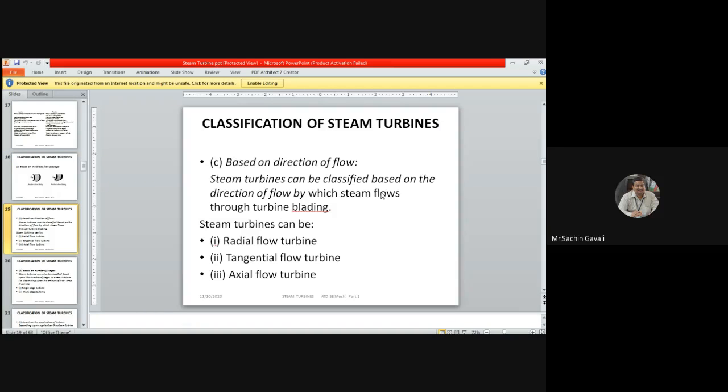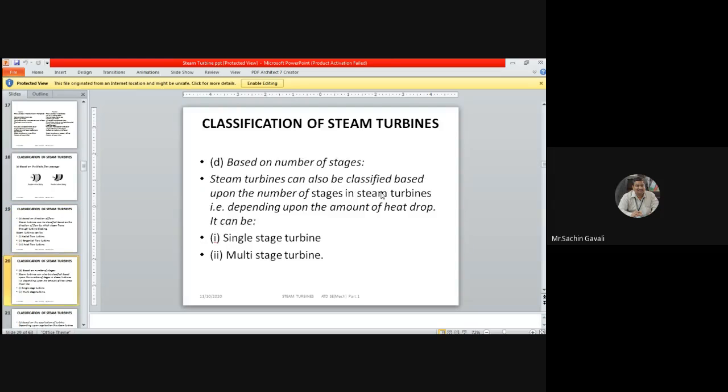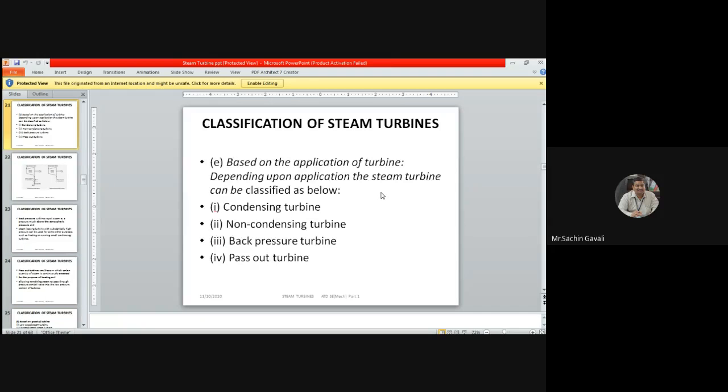Classification by direction: radial flow, tangential flow, axial flow, based on how the steam flows into the impeller of the turbine. Based on stages: single stage and multi-stage. If all the assemblies, the moving blades, fixed blades and nozzles, are connected in only one cylinder, then it is called a single stage. If two or more cylinders are used, then it is called multi-stage.